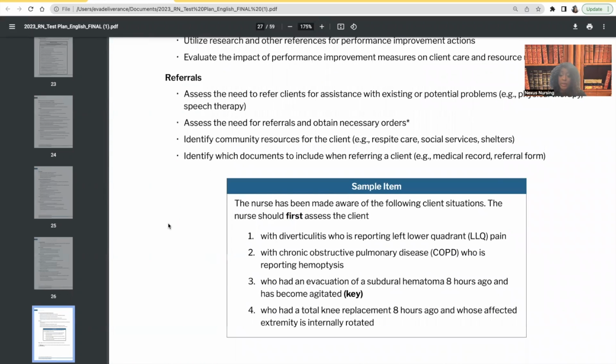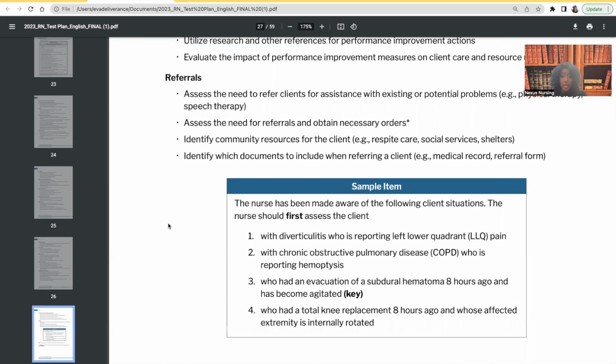It says the nurse has been made aware of the following client situations. The nurse should first assess the client. A, with diverticulitis, who's reporting left lower quadrant pain. B, chronic obstructive pulmonary disease, who's reporting hemoptysis. C, who had evacuation of subdural hematoma 8 hours ago and has become agitated. D, or 4, excuse me, who had a total knee replacement 8 hours ago, whose affected extremity is internally rotated.